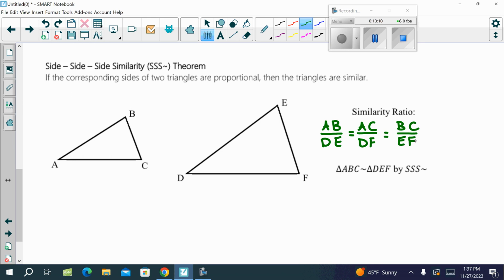Any questions about your 3 shortcuts? No. All right, we're going to practice them. So flip the page.